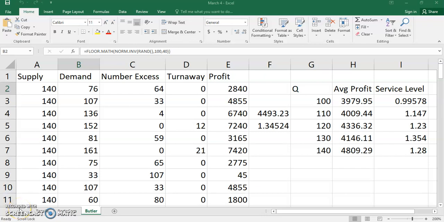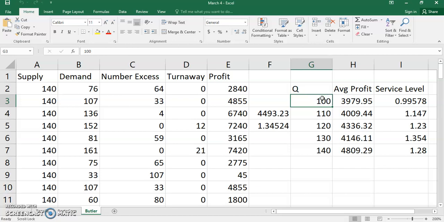So here is the Excel spreadsheet for that Butler company that was dealing with the fans. And so I'm just going to talk you through everything that I've done. In column A, this was the replenishment level. So I have 140 for right now, but you could just change these all to be 100, 110, 120, whatever you want to be. And I have this over in column G.